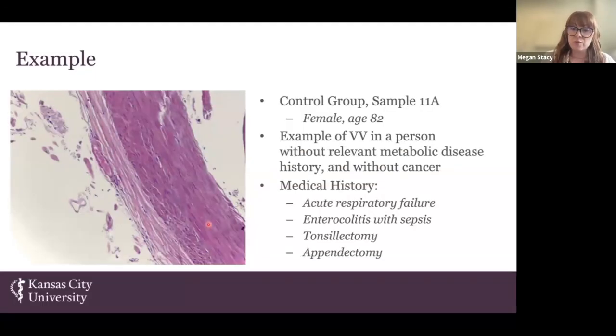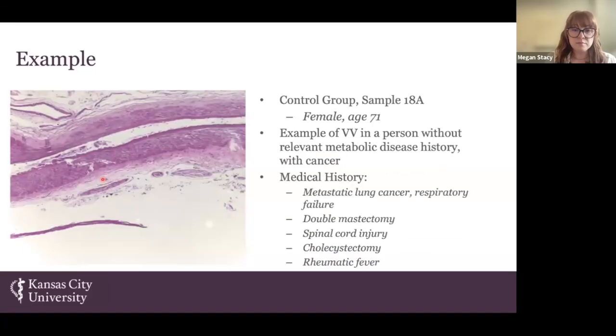So then we get to some examples from our control group. So this was an 82-year-old female who didn't really have cancer or any metabolic disease, but we can clearly see here vasovassorum growth with a lot of red blood cells in this blood vessel. Another from the control group, a 71-year-old female, history of metastatic lung cancer, double mastectomy. And we see vasovassorum here with red blood cells.